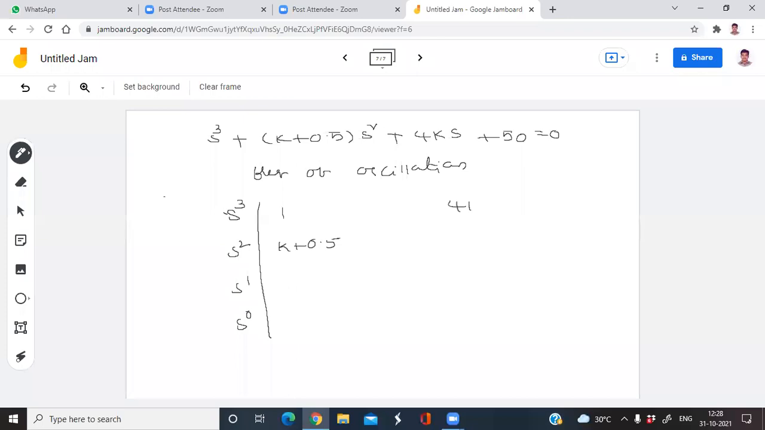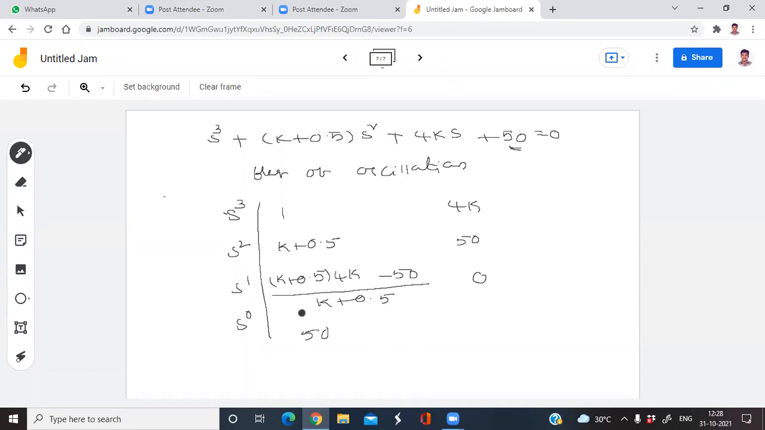Whatever, 4k and the element is 50. What is the element here? K plus 0.5. Cross multiplication, right? So 4k minus 50 divided by k plus 0.5. And here the element is 0. What is the element here? Definitely you will get the 50, because here the last element is equal to 50.